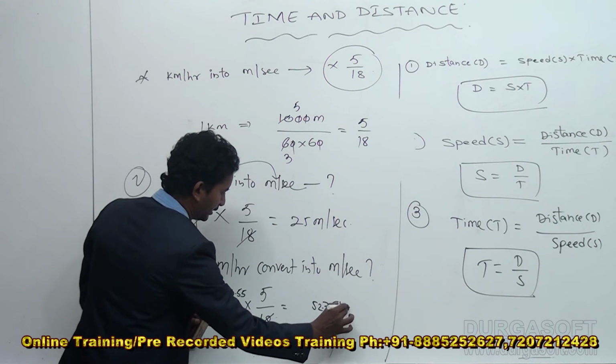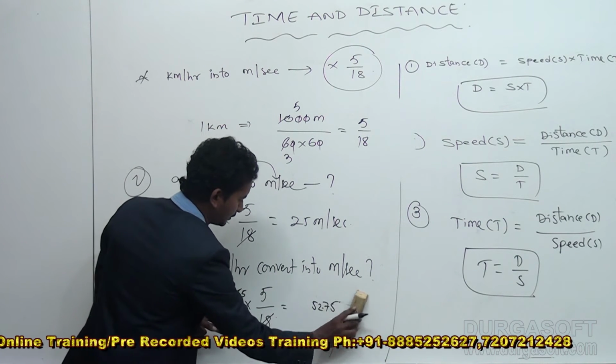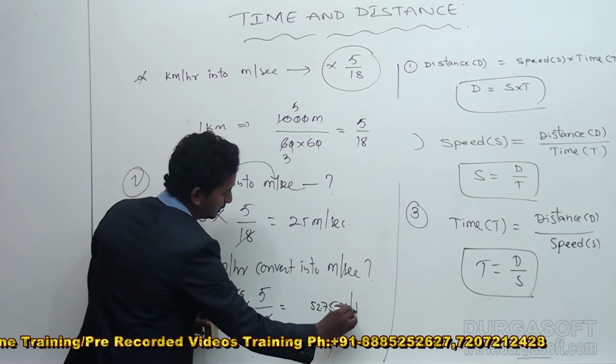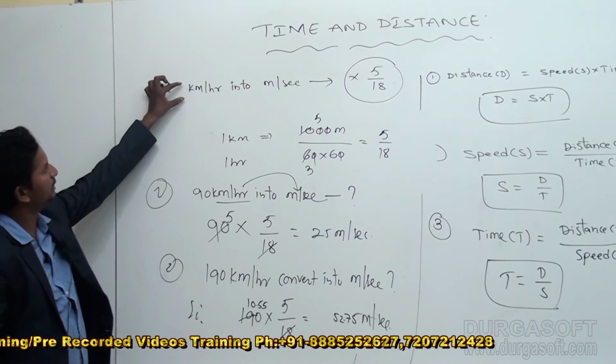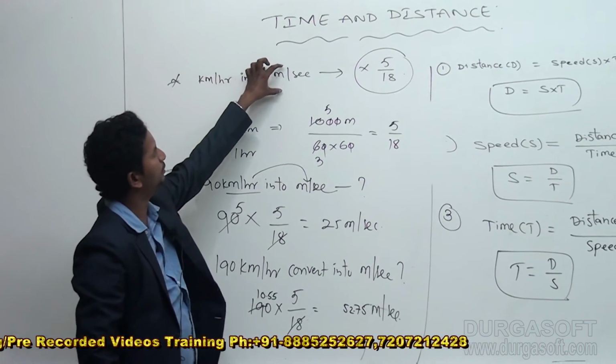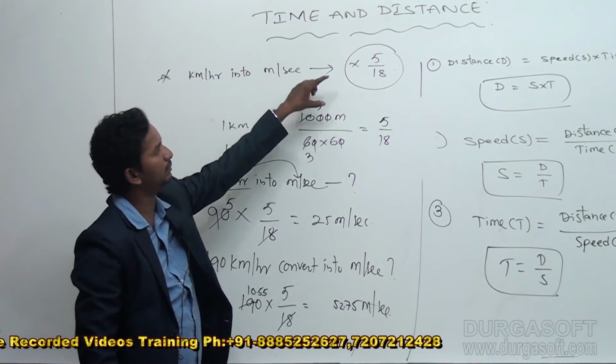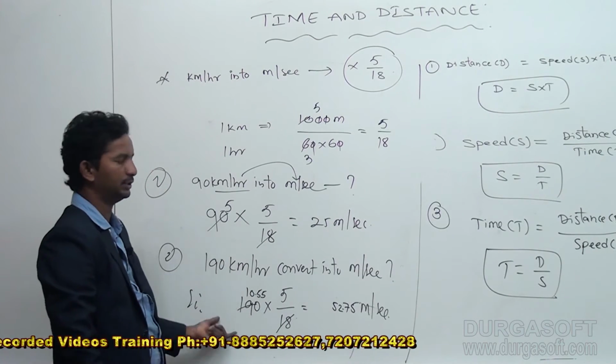52.75 kilometer, sorry, meter per second. Converting into meter per second. This is the conversion. So when kilometer per hour is given, to convert into meter per second, multiply by 5 by 18.